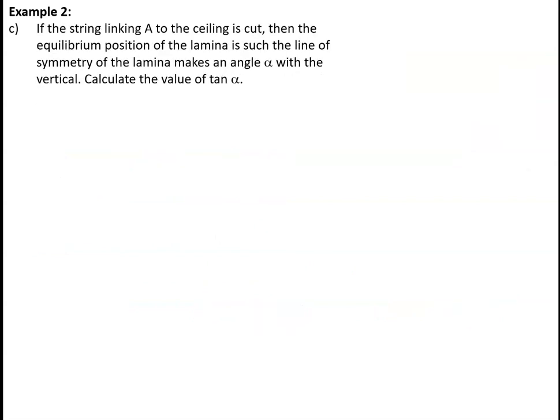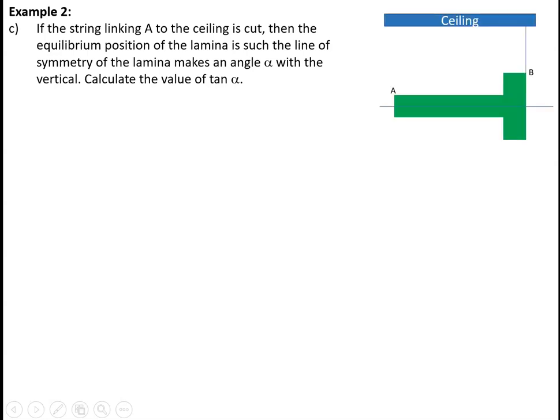If the string linking A to the ceiling is cut, then the equilibrium position of the lamina is such that the line of symmetry of the lamina makes an angle alpha with the vertical. We've got to calculate the value of tan alpha. So we need a diagram to do this again. So here is a diagram showing the situation just after the string connecting A to the ceiling has been cut. So the line of symmetry is still horizontal, and we can mark the centre of mass as a point on that line of symmetry.